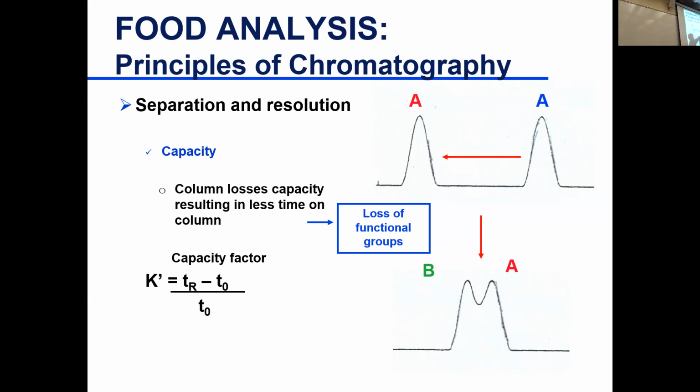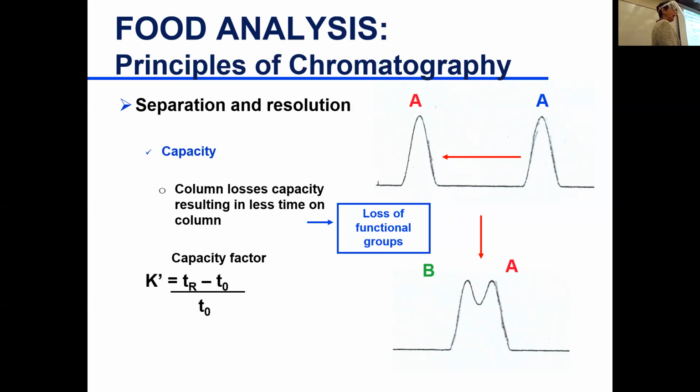So you have your component, let's say A, that used to come out at 15 minutes, and it started coming out at 13, 12, 10 minutes. So the retention time shortened because there's not enough capacity anymore on the column. This would cause A not to separate from another compound that used to come out around 8 minutes. Now they're both coming out sooner and having less interaction with the column, so you lose the separation. So over time, the capacity of your column will be impacted.